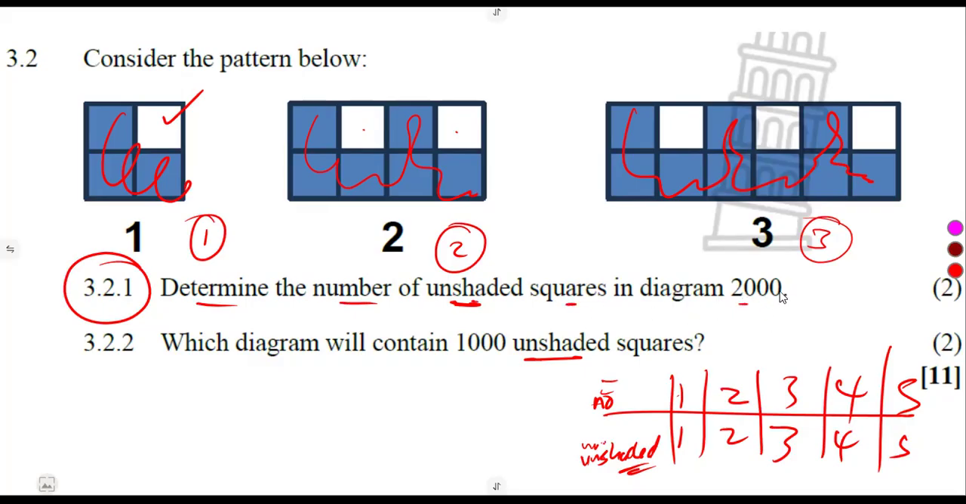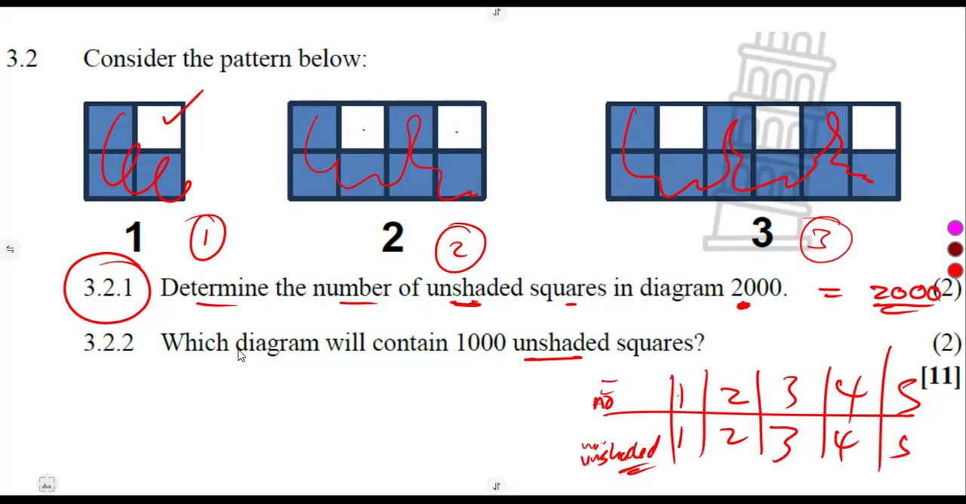Guys, that's why they are giving you these bigger values, because they know if it is 1, it's 1. If it is 2, it's 2. If it is 3, it's 3. So what about if it is 2000? It means it is going to be 2000 also. Whatever, guys, the term and the number of boxes are equal.